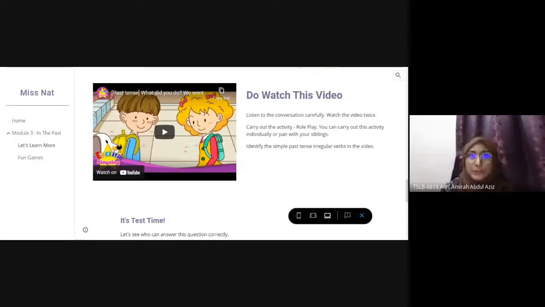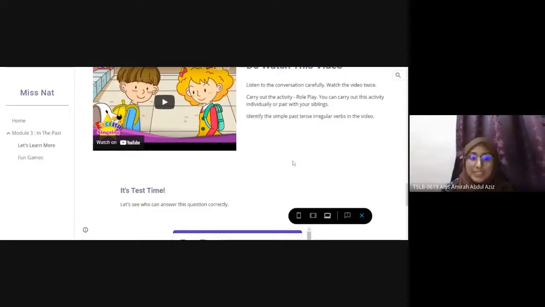Actually, they can also do this activity at home, individually, or even with their friends, depending on the situation. So it is free and it helps in any way. So that's all from my part.